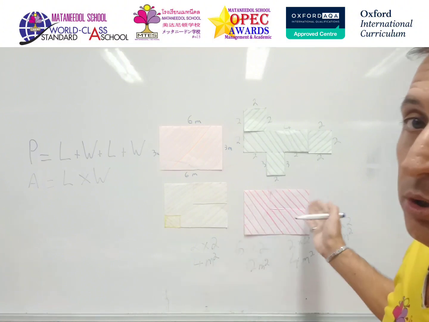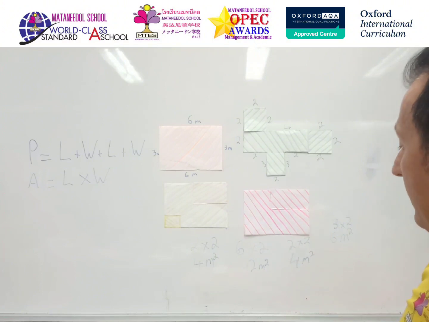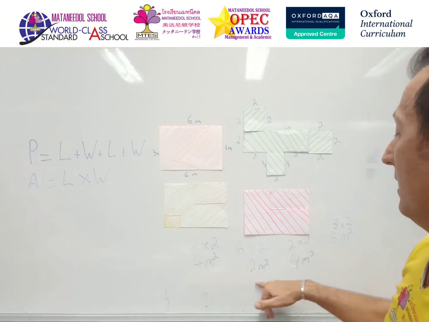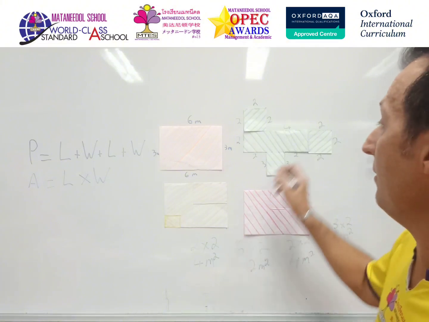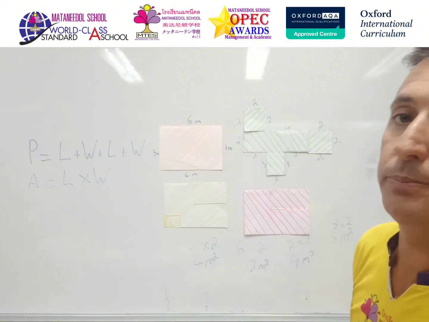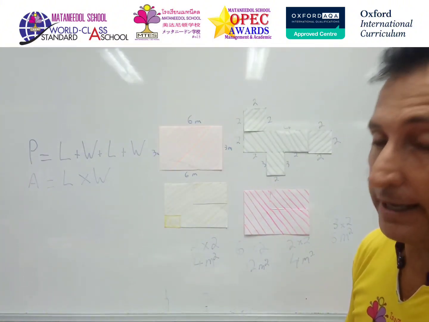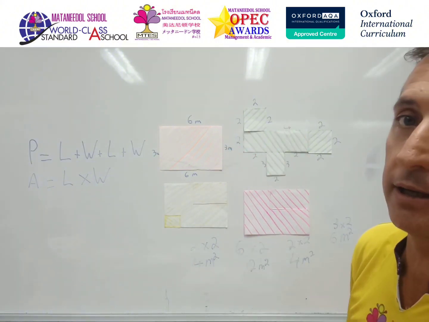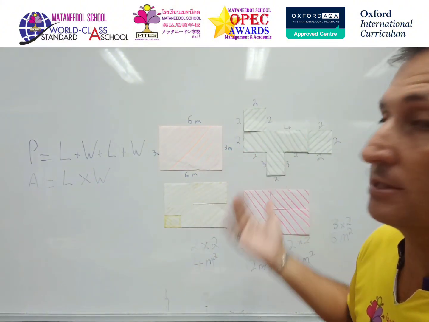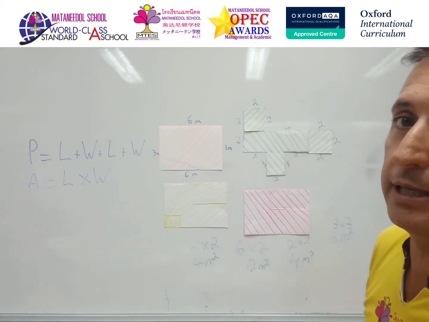Now I need to add all of those together. 4 plus 12 plus 4 plus 6. So I've got 16, 18, 24. So my area for this shape would be 24 meters squared. So you can see a rectilinear shape or a normal rectangle, the same process still applies, however it's a little bit more involved when we get to a rectilinear shape.